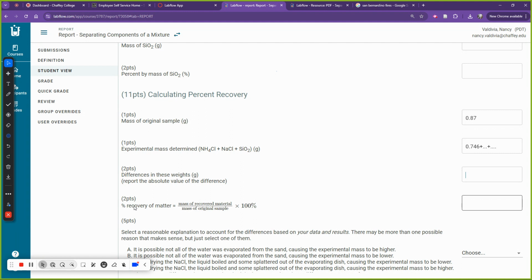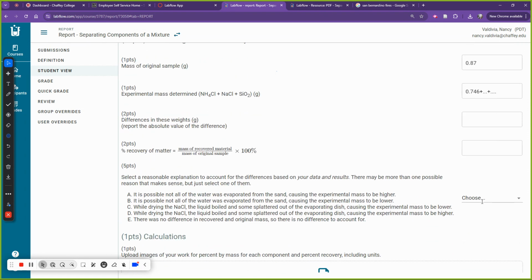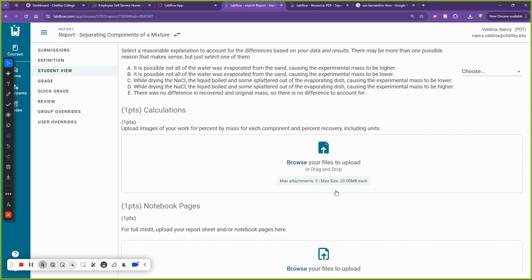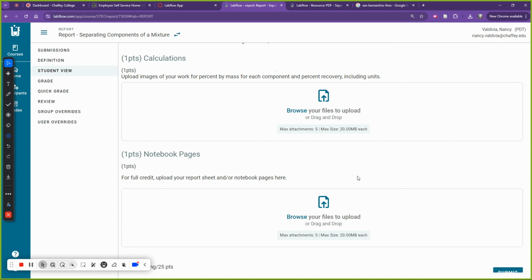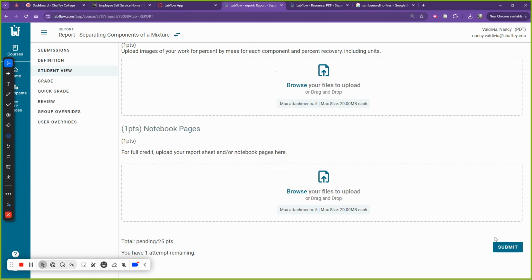Now the next part is the percent recovery of matter. You want the mass of recovered material divided by the mass of the original sample. So you take all of this and divide it by this. This one was subtracted. Now you divide them and multiply by 100, and that gives you the percent recovery of matter. You put that one there. And then the rest of this is just a couple of questions. Then you're going to download all of your work, show all of your math and your equations. Make sure it's nice and neat so it's easy for me to read and go through, and upload and submit.